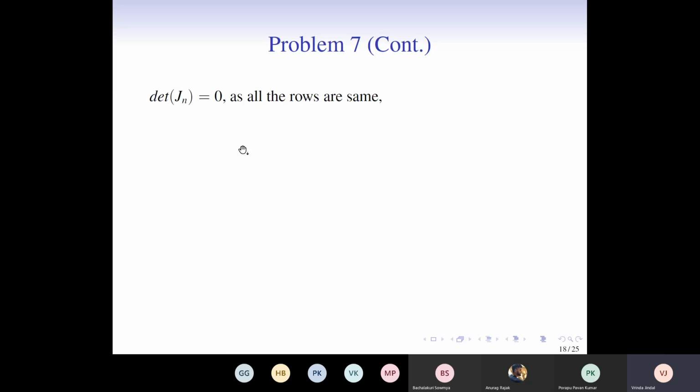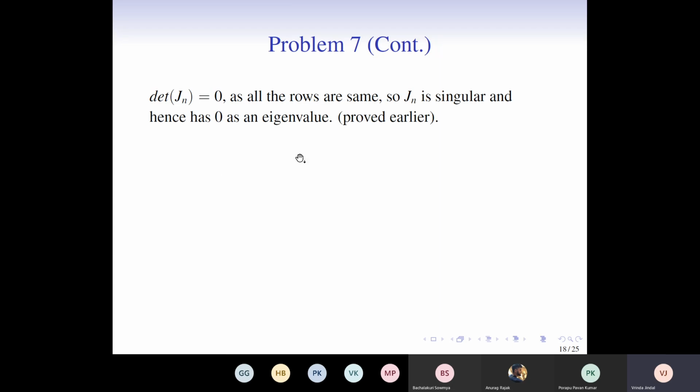What are the remaining eigenvalues? The determinant of J_n is 0. Why? Because all the rows are the same, and we know that exchanging two rows should flip the sign of the determinant, and it does not do so in this case because all the rows are the same. So J_n is a singular matrix, and it has 0 as an eigenvalue because J_n is singular. This was part 1 of a 3-part problem that we have proved earlier.